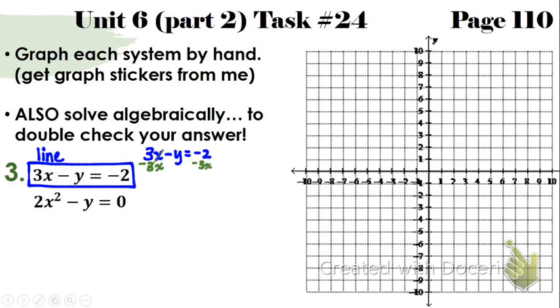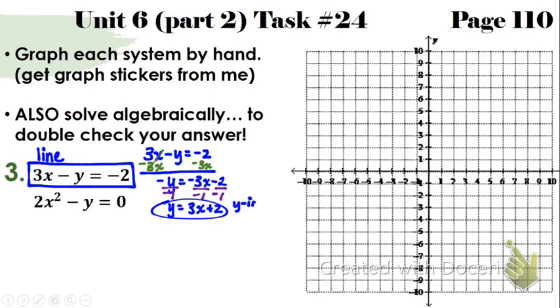If I subtract 3x from both sides, that negative is still in front of my y, so I have to divide everything by negative 1. Or you could multiply by negative 1. It has the same result. So what is this in y equals form? Y equals 3x plus 2. So this is the line that we're going to graph.